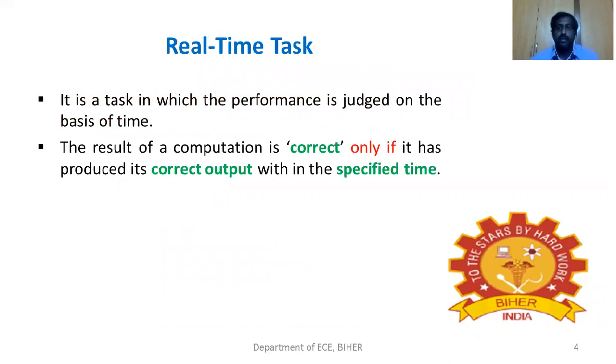So first we start with what is a real-time task. A real-time task is a task in which the performance is judged on the basis of time. If a task is completed within a specific time, only then is it considered a real-time task. The result of a computation is correct only if it produces the correct output within the specified time. So time is the key phenomenon for a real-time task.